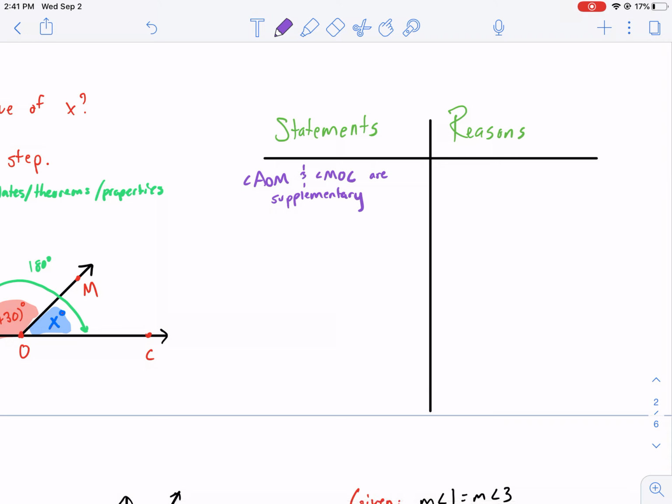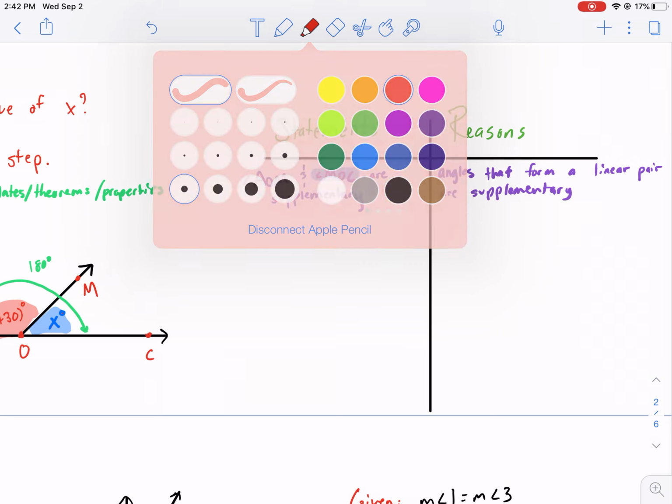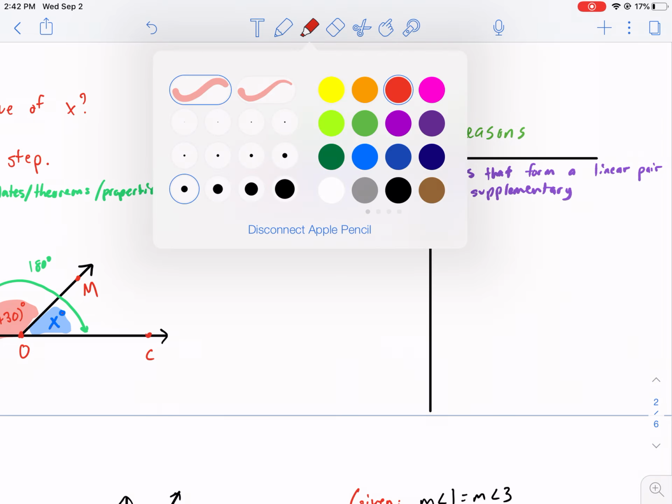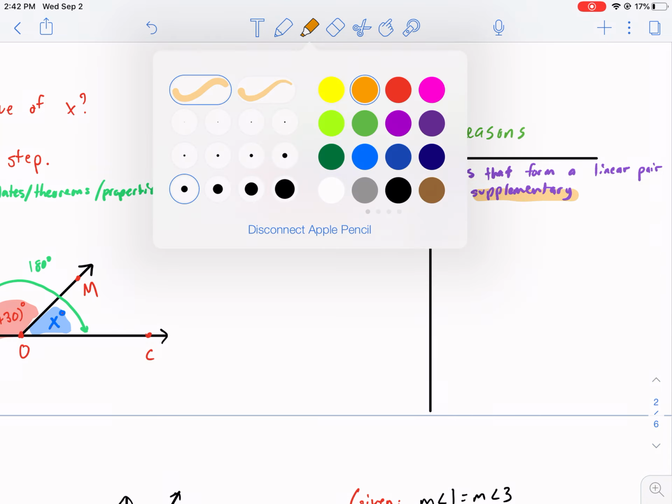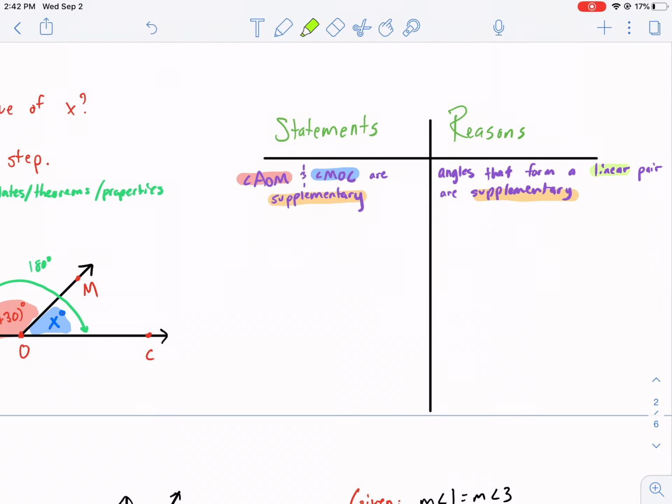But if you say something along the lines of angles that form a linear pair are supplementary, now this is one of those words that I was talking about. Okay, let me do some highlighting here. So 1, we see that we have MOC. That's blue. This guy is red. Okay, we have a new word here, supplementary. That's important. We have it over here also. And then the word that I mentioned earlier is linear pair.